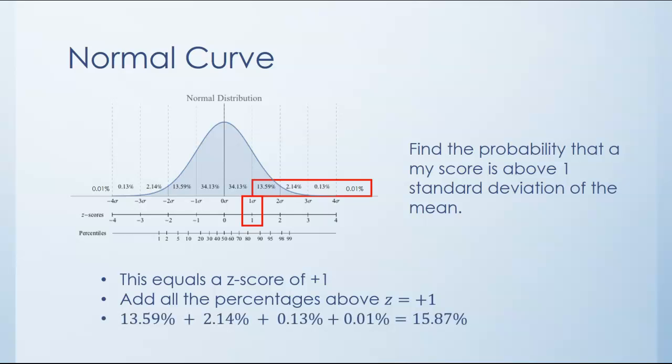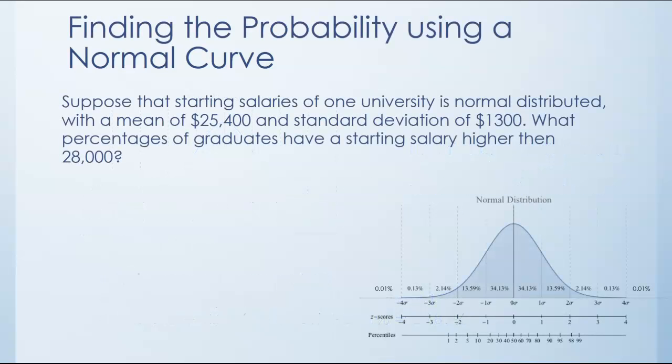So in this instance, we're going to add the 13.59, 2.14, 0.13, and 0.01, and we get that it is a 15.8% chance that my score, whatever score we're talking about, maybe it's a test score, would be 1 standard deviation above the mean. And this is based on a normal curve, so we are talking about normal data that fits nice and pretty into that bell-shaped curve. All right, so let's do another example.